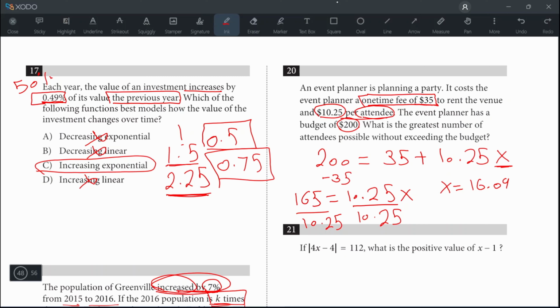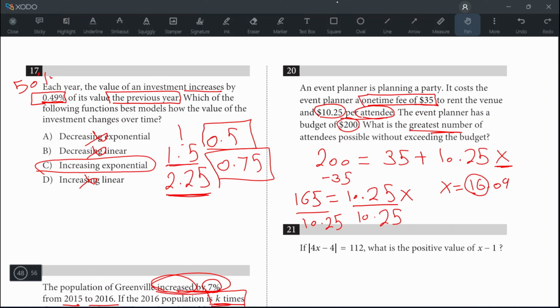However, the greatest number of attendees is just equal to 16, because we cannot get more than 16 attendees, and at the same time we cannot split an attendee because that's a person. We cannot take half a person into a party, you know. So the greatest number is 16, because the next value after 16 is 17.